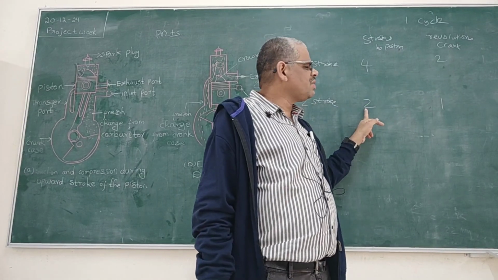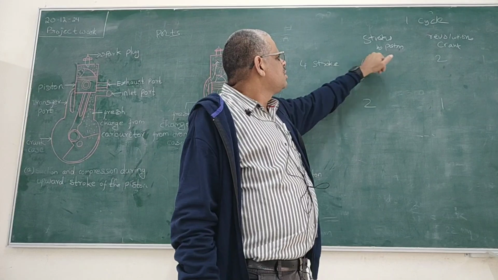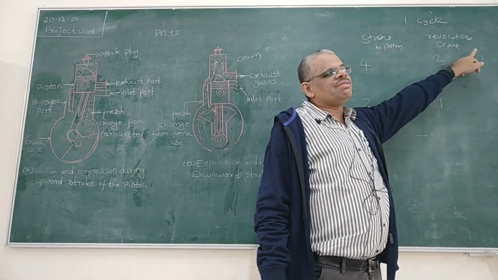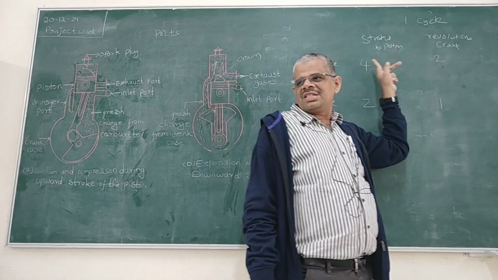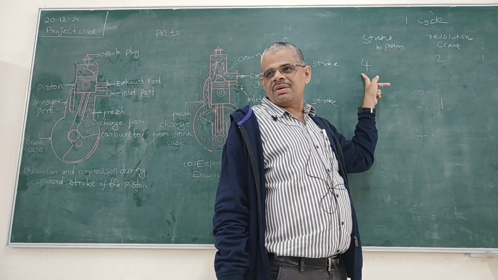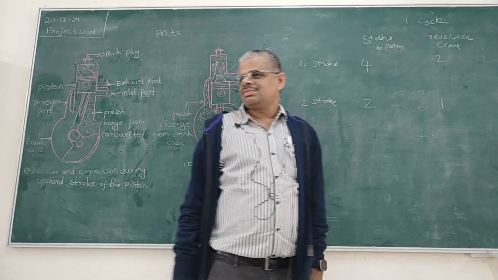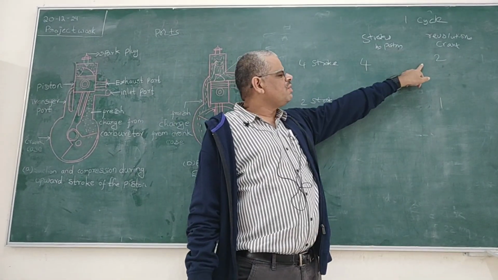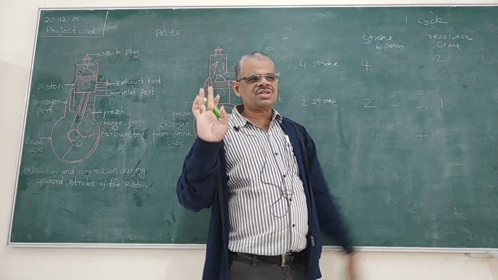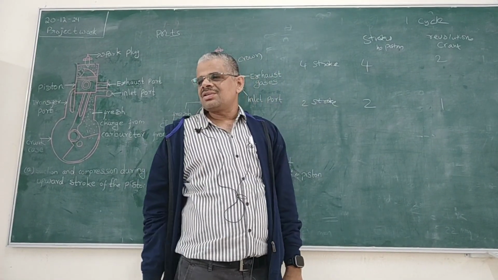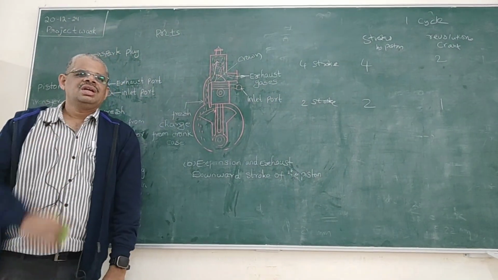But here for every 2 strokes, crank makes 1 revolution. So that means for every 2 revolutions, there is a power stroke in the 4-stroke engine. Is it right or not? So one among the 4 is a power stroke. But here, for every 1 revolution, there is a power stroke. So in the 4-stroke, for every 1 revolution, it is half a power stroke, for example. But here, for every 1 revolution, 1 power stroke is there. So obviously, the power developed by the 2-stroke engine is more, double that of a 4-stroke engine.